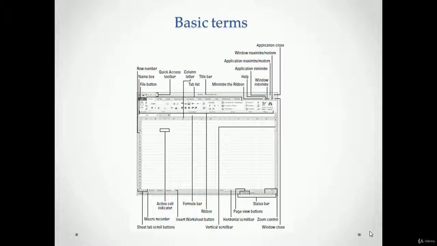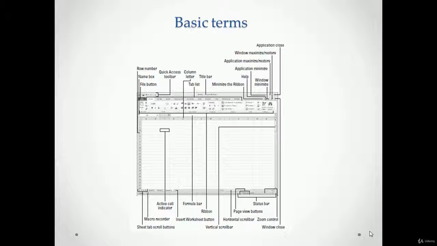Sheet tab scroll button. Here you can use multiple sheets. You can use up to 32 sheets in a particular Excel file. You can create any number of sheets and scroll using the scroll button. Macro reader. Here you can write multiple VBA codes and run multiple application tools so that you can automate things. Active cell indicator. There will be a block when you choose any cell or row having the active cell indicator. As you can see, there will be a darker box there.